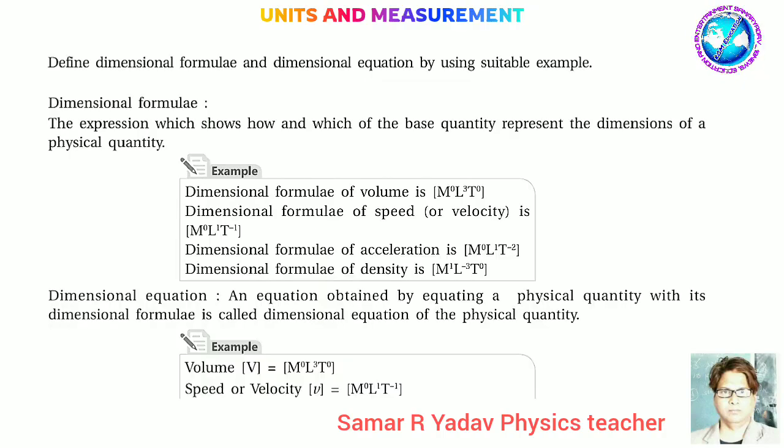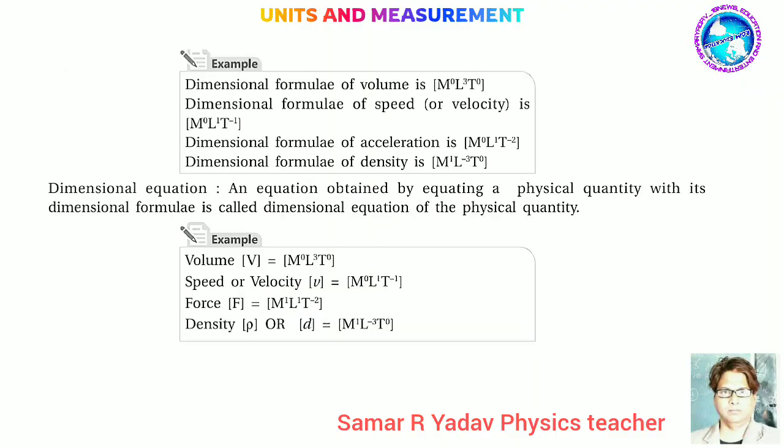Define dimensional formula and dimensional equation by using suitable example. Dimensional formula: the expression which shows how and which of the base quantities represent the dimension of a physical quantity. Dimensional formula of volume is [M0 L3 T0]. Speed or velocity is [M0 L1 T-1]. Acceleration is [M0 L1 T-2]. Density is [M1 L-3 T0].